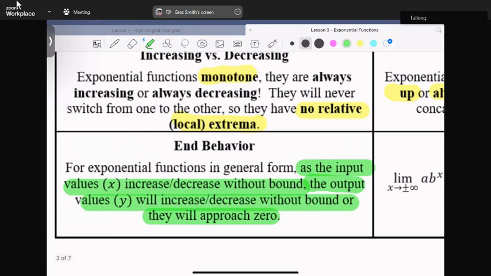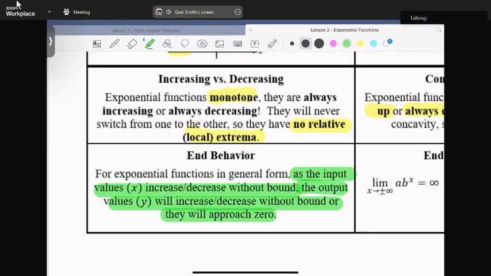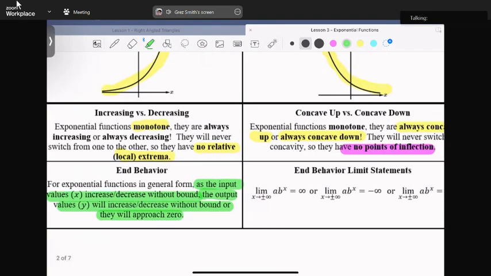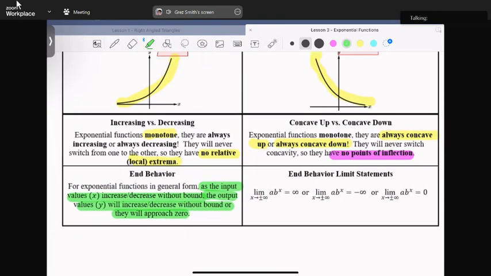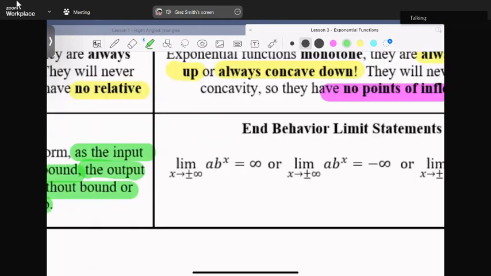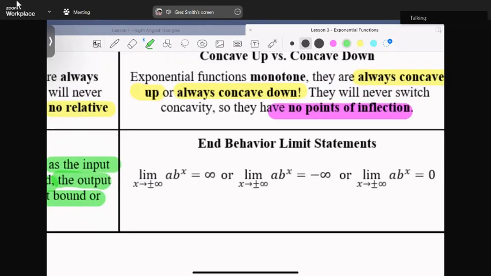So when you're asked to give the end behavior, you should always give it in this wording statement and then as a limit statement. Whenever you're asked to give the limit statement, give the word one as well. Always give both of these. So the end behavior of a limit statement says that as x approaches infinity, the limit value will approach infinity.